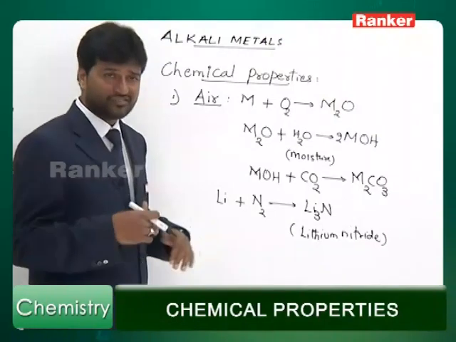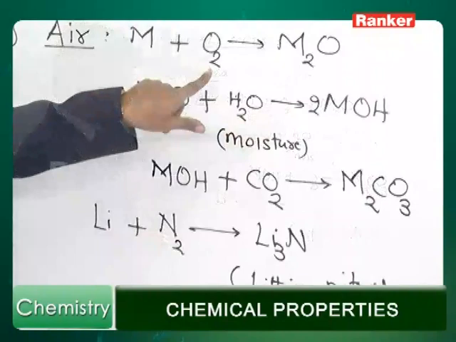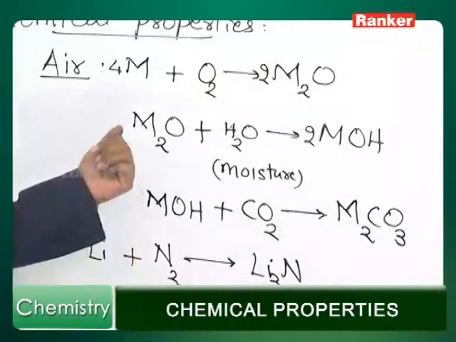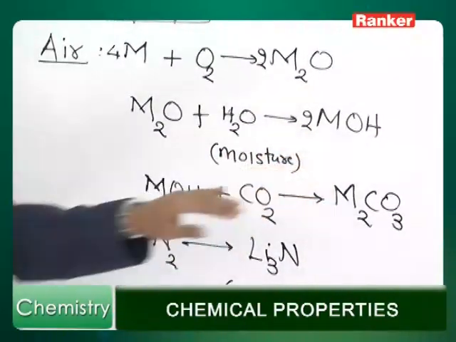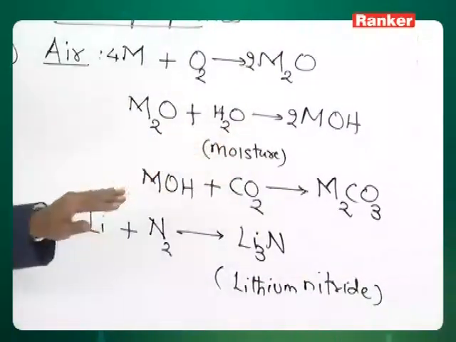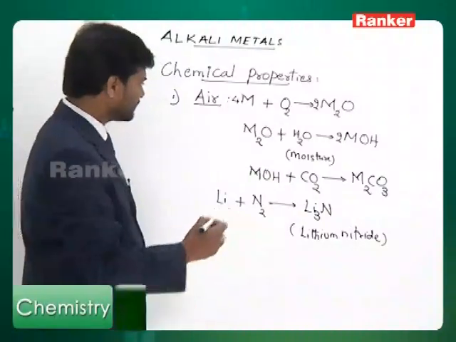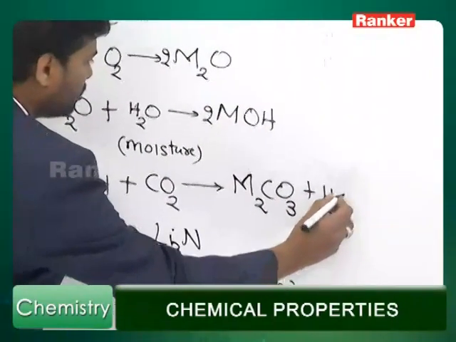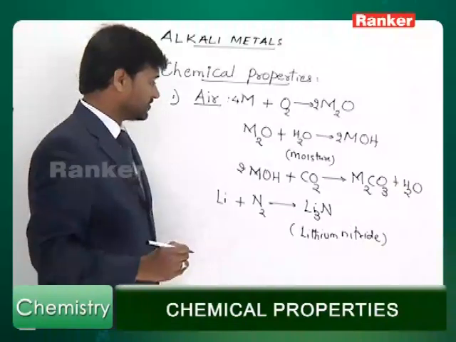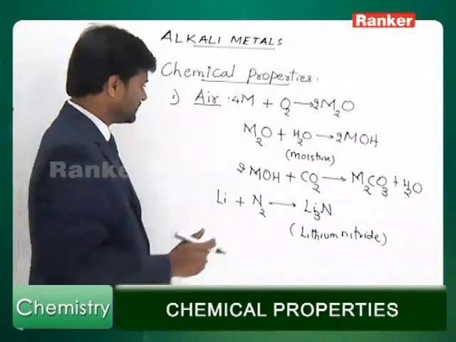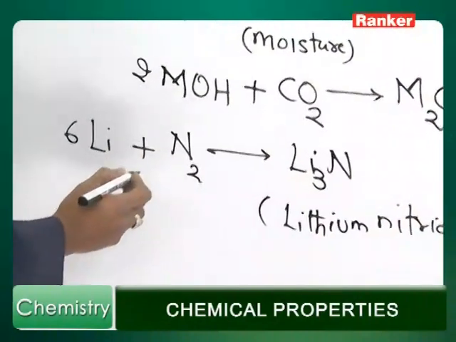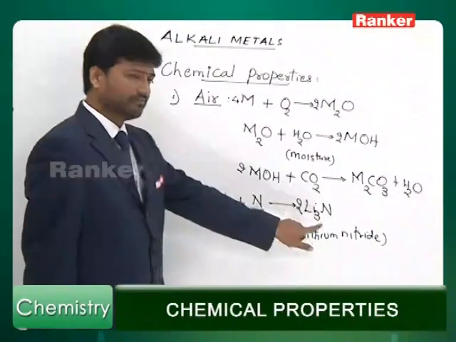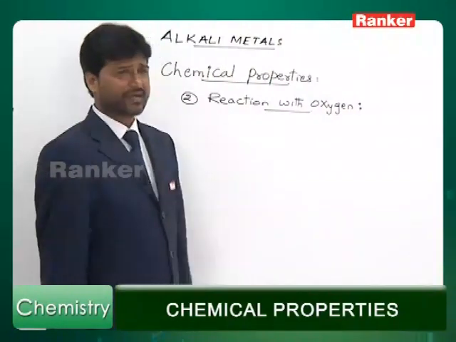Now, let us move on to the next reaction. Just go through the reactions once again. M plus O2 gives M2O. You can balance this equation. You can put 4 here, this becomes 2, and then M2O reacts with water to give MOH, metal hydroxide. This is moisture which is present in the air. Then MOH will react with carbon dioxide. You can as well balance this reaction. 2 MOH plus CO2 gives M2CO3 and H2O. This is how the reactions take place. Li plus N2, this also you can balance, make it 6, then this becomes 2 Li3N, lithium nitride.